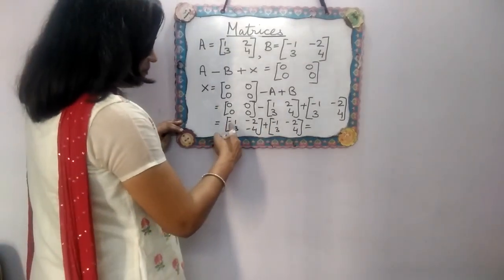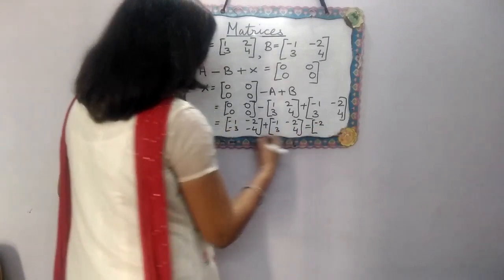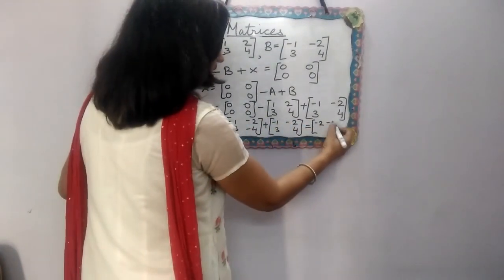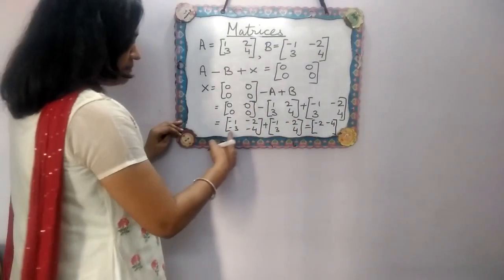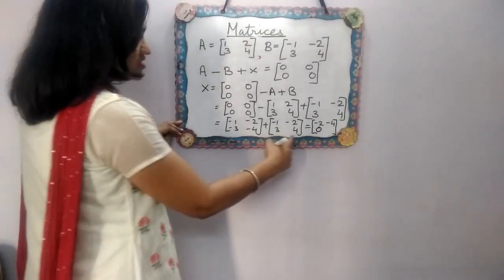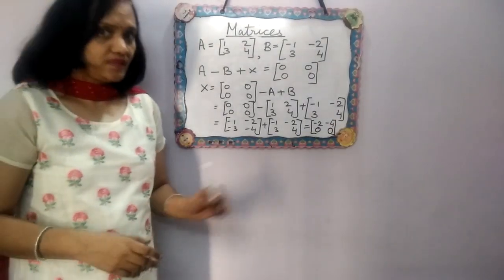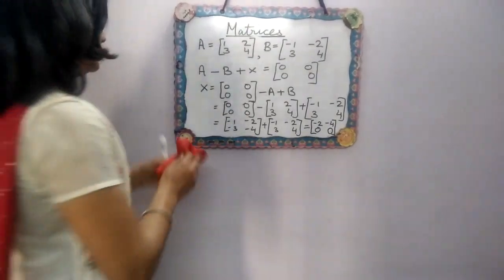After doing this, I am adding the result with the last matrix. Now if I add minus 1 and minus 1, we get minus 2. Minus 2 and minus 2 on addition give minus 4. Minus 3 and 3 when we add we get 0. Minus 4 and 4 when we add we get 0. Any problem? Okay.